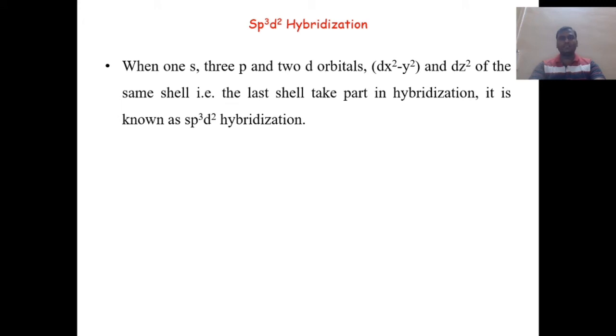Now we will see sp3d2 hybridization. In sp3d2 hybridization, when one s, three p and two d orbitals, dx square minus y square and dz square orbitals of the same shell, that is the last shell, take part in hybridization, it is known as sp3d2 hybridization. So there is a difference: earlier we saw d2sp3, in which the d orbitals of the n minus 1 shell took part. But here, one s, three p and two d orbitals, dx square minus y square and dz square, of the same shell, that is the last shell, take part in hybridization.